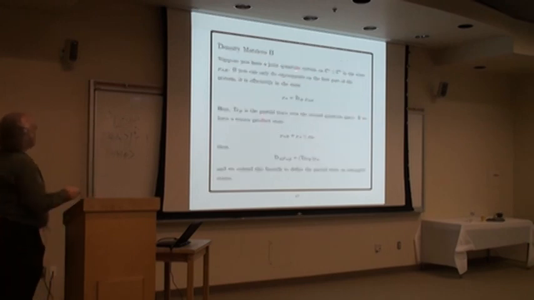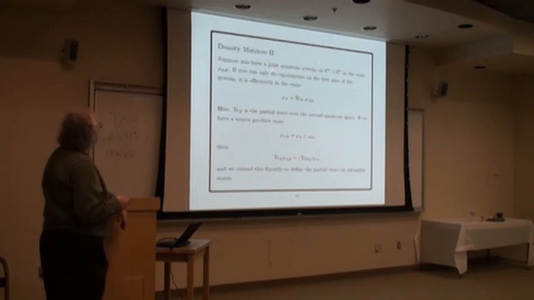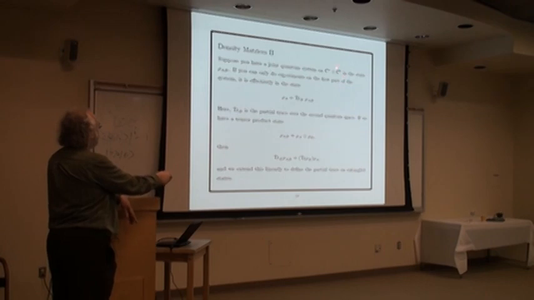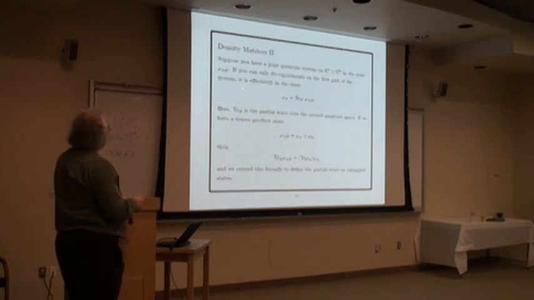The other way of getting the density matrix from a quantum system is this. Suppose you have a joint quantum system which has two parts. The first we'll call A, and the second we'll call B. The first is A-dimensional, the second is B-dimensional. Suppose you throw away the second part, and you can only do experiments on the first part of the system. Then it's going to behave as a state rho sub A, which is equal to the partial trace over B of rho AB.